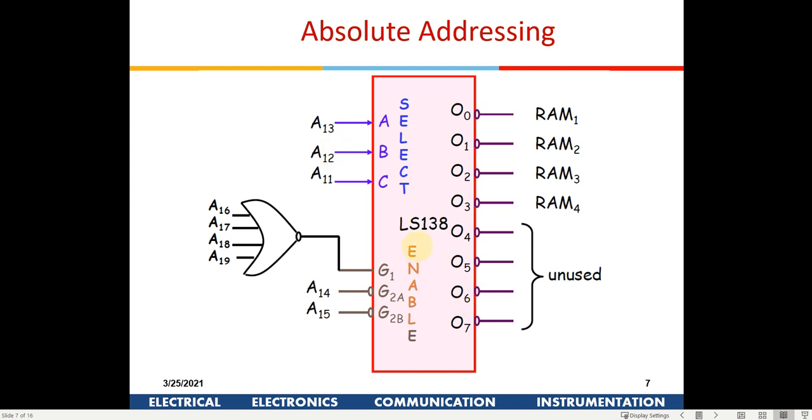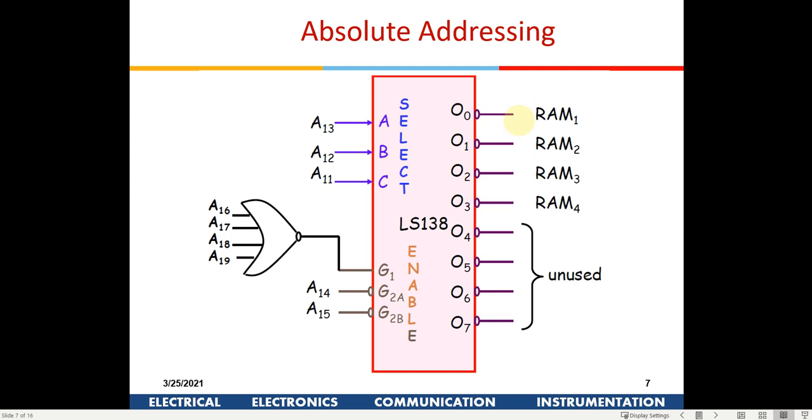Since this is a 3 to 8 decoder, you are putting one more bit out here, which is assumed to be 0. These are all going to be 0, and then you can select using A11 and A12. You can select one of the RAMs, right? These 2 bits will give 4 different combinations. So one of the RAMs will be selected out here.